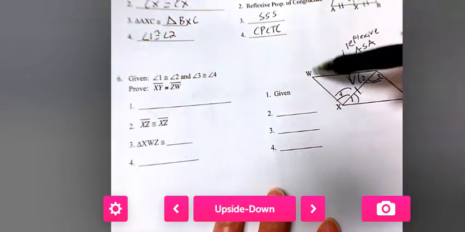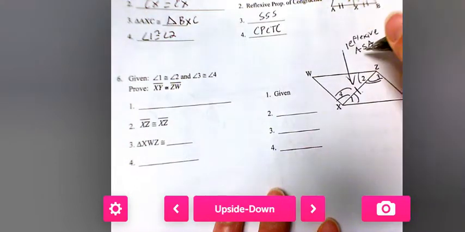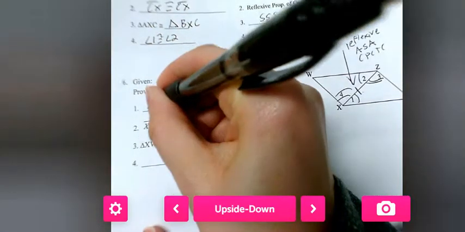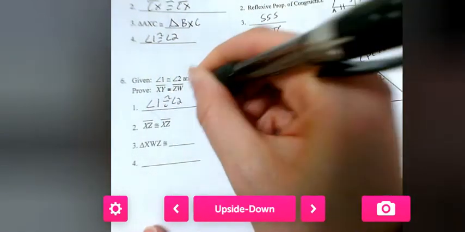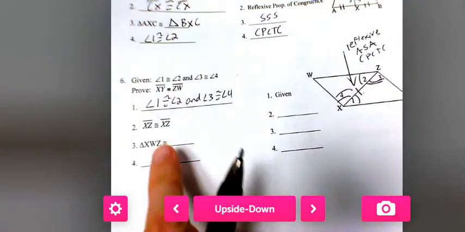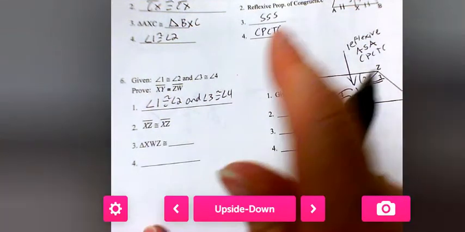Why is XY congruent to ZW? By what? What did we learn today? CPCTC. So the first thing I'm going to do is write down angle 1 is congruent to angle 2, and angle 3 is congruent to angle 4. That's my given. Why is XZ congruent to XZ? By what? Reflexive.